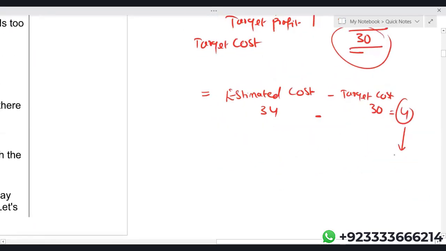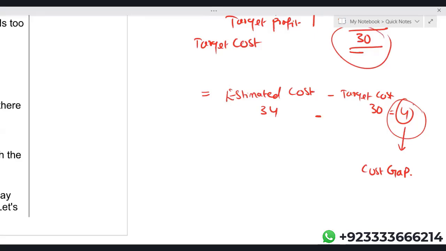What is this 4? Cost gap. Actually, we cannot increase the selling price. If you increase the selling price, the customer will not be paying you. Now, the company will have the entire focus on how to reduce this cost gap, how to eliminate this cost gap. Because the company knows that in order to achieve the desired profit, target profit, they have to meet the target cost. As soon as they meet the target cost, the job is done. You cannot increase the selling price, but obviously you can focus on one thing: how to eliminate, how to reduce your cost gap.